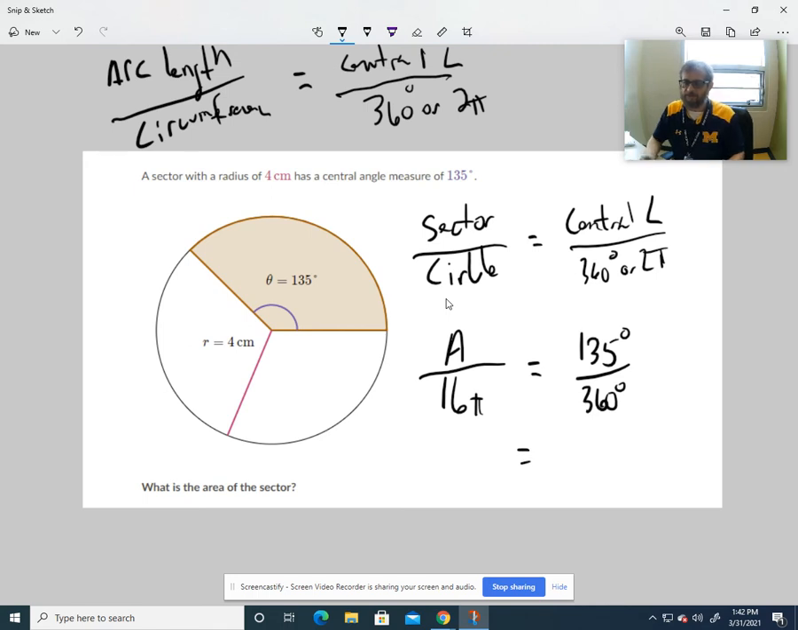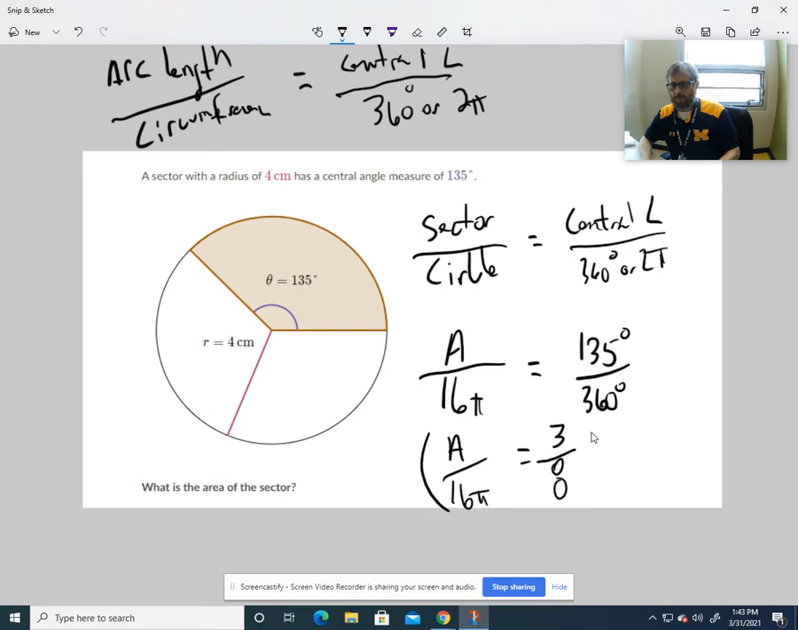Now, you want to make your life as easy as possible. You want to reduce this if you can. Let's see. Those are both divisible by 9, I think. And they're both divisible by 5. So let's see. 5 goes in here 27 times. So this is 3. And then 5 goes in here 72 times, so this would go down to 8. So that reduces to 3/8.